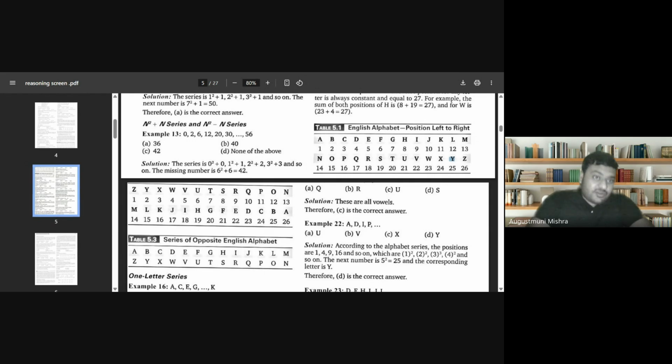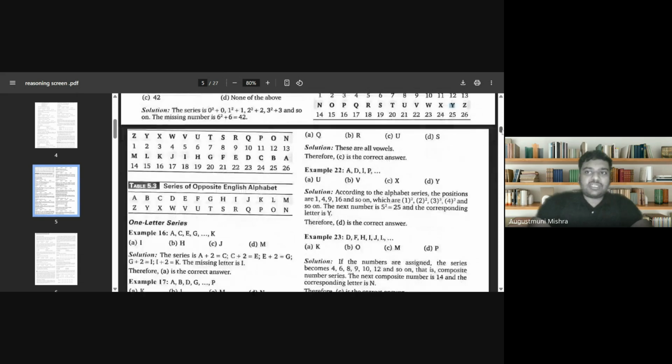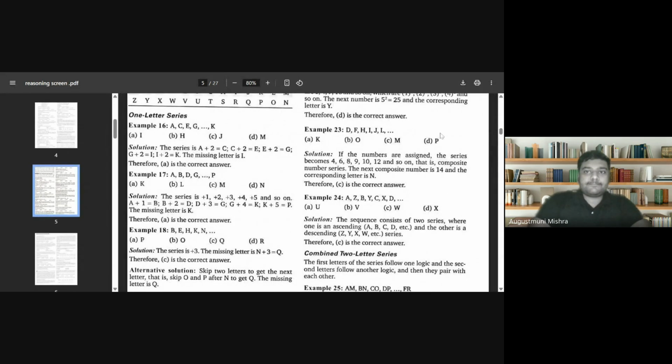For solving this kind of question, you have to repeat this kind of question again and again, so it will clear your doubts. Okay, now we'll move to another one. D, F, H, I, J, L.